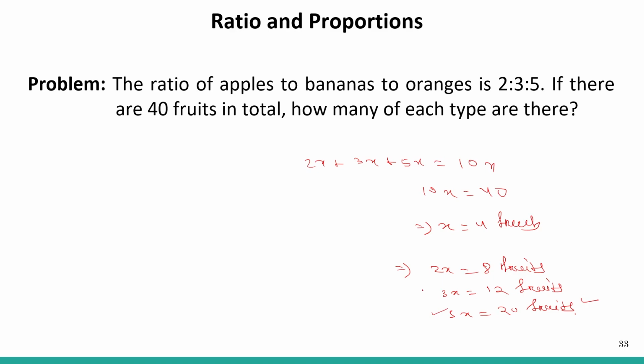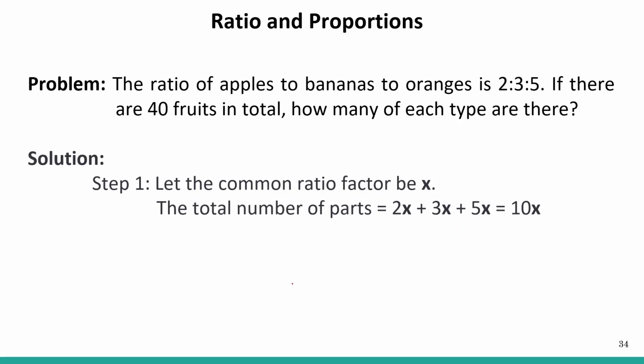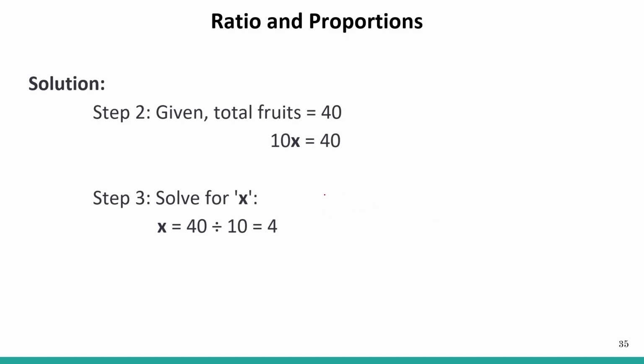Okay, that is what we have here. 2x, 3x and 5x. Okay, 2x is equal to 8 fruits, 3x is equal to 12 fruits and 5x is equal to 20 fruits. So the solution will be: let the common ratio factor be x. So their sum will be 10x, and then we equate 10x with 40 and we are left with x equal to 4. x is equal to 40 by 10, that is equal to 4.